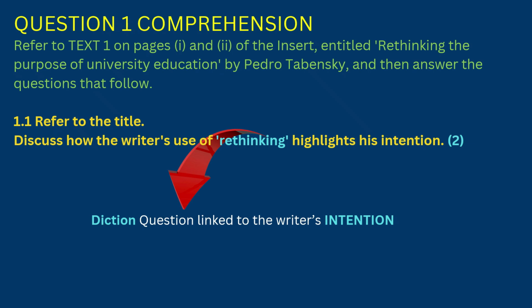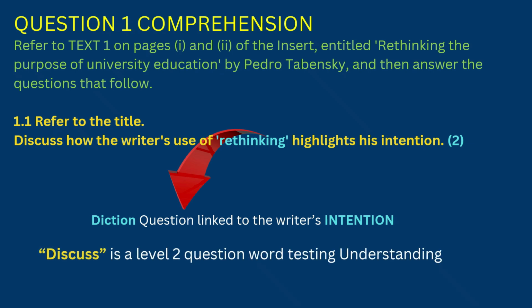Now, loads of learners would discuss the word rethinking without linking it to the writer's intention. Alternately, some learners would speak about the writer's intention in vague terms without linking it to the specific word provided in the question. So please be mindful of these things. And discuss, if you go back to Bloom's taxonomy, can be found in level 2 of the Bloom's, that little light bulb that was in that Bloom's slide. Discuss features in the level 2 section, which is understanding.